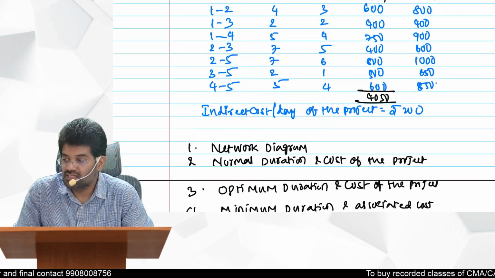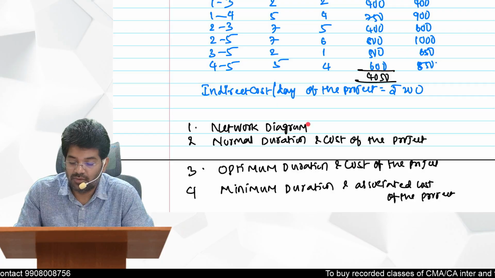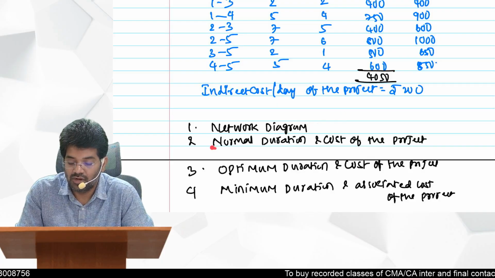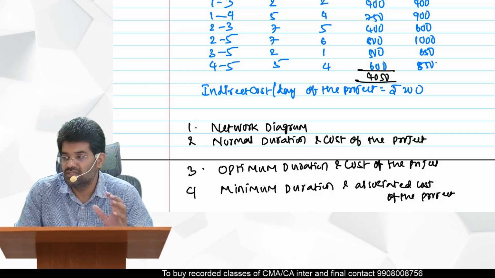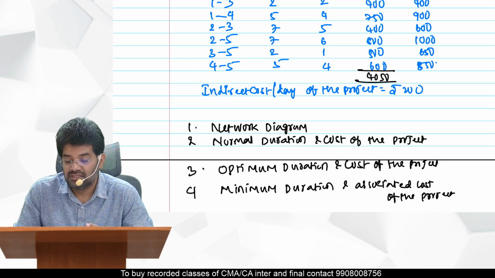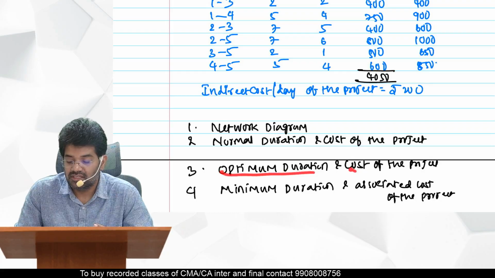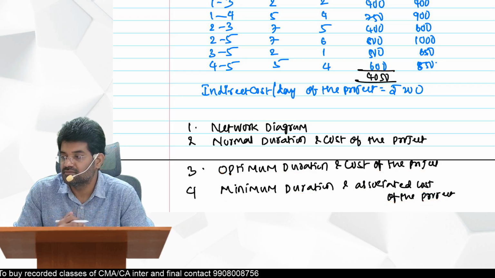So now what is asked in this question is, first you should draw the network diagram, then you should calculate the normal duration and cost of the project. Okay, first they will always ask these things. Then the optimum duration and the cost of the project, and the minimum duration and its associated cost.